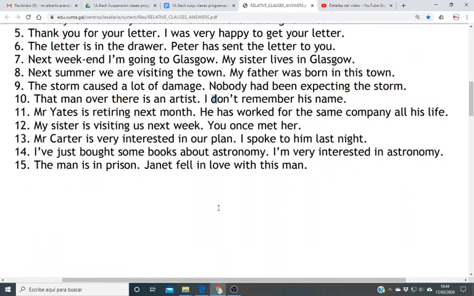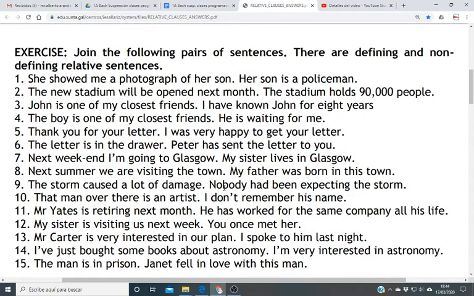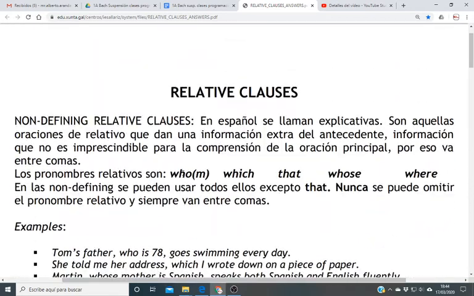Basically, we have here several pairs of sentences and we have to join them using one of these relatives: who, which, that, whose, or where. Whom is just who when it's used as an object, but let's leave it so far. I think we can just use who here.